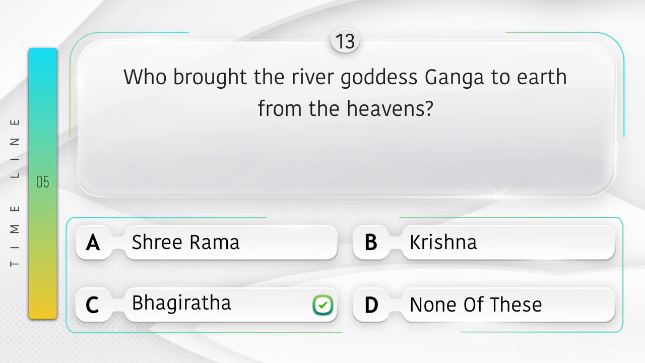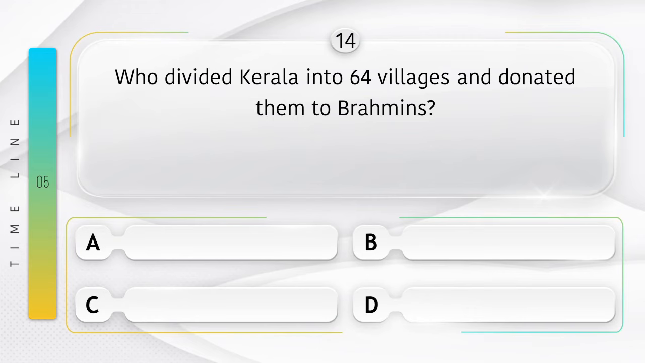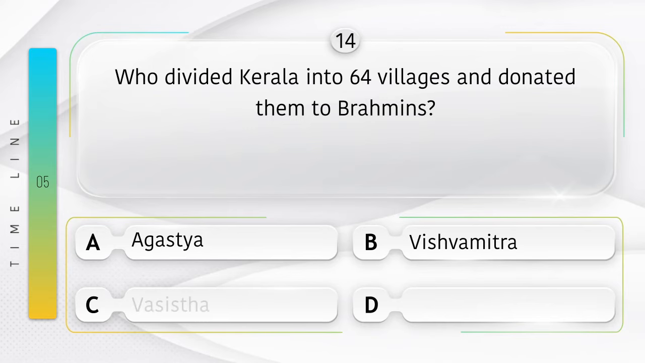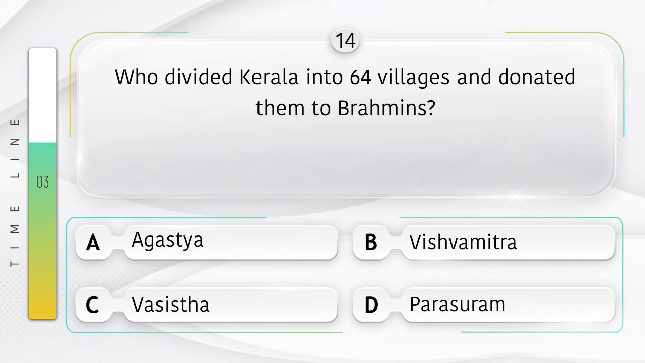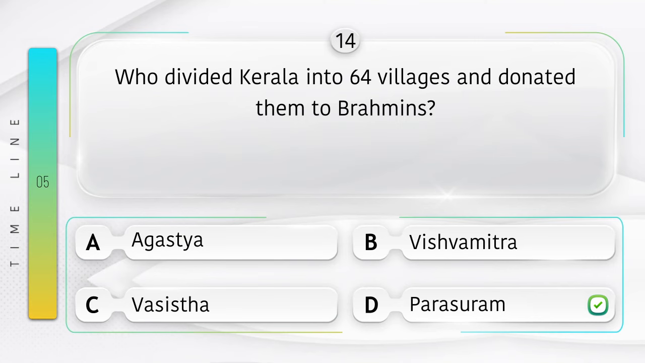Who divided Kerala into 64 villages and donated them to Brahmins? Option A. Agastya, B. Vishwamitra, C. Vashishth, D. Parshuram. Answer is option D. Parshuram.